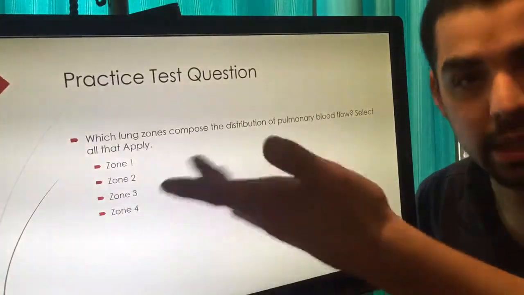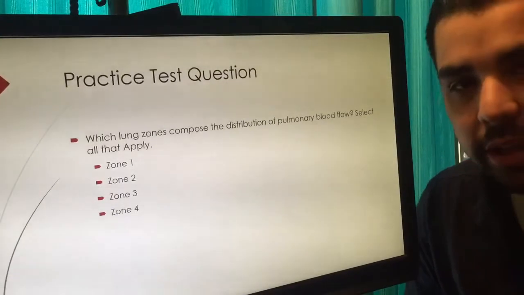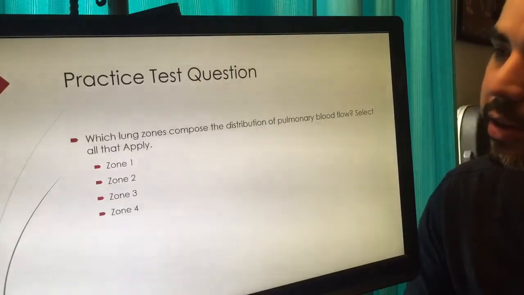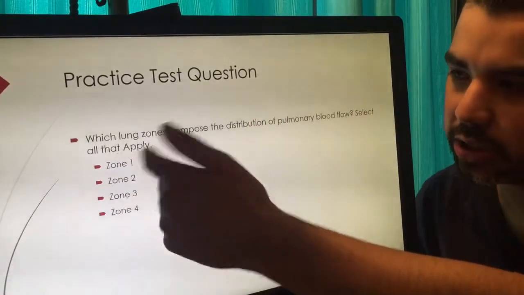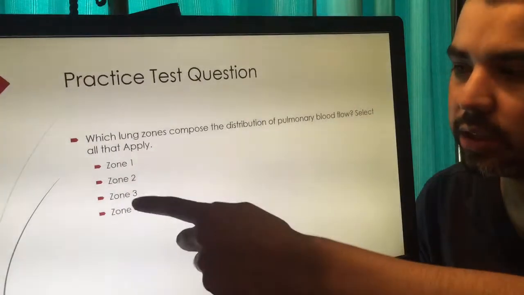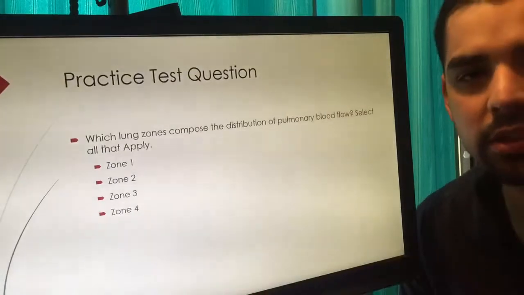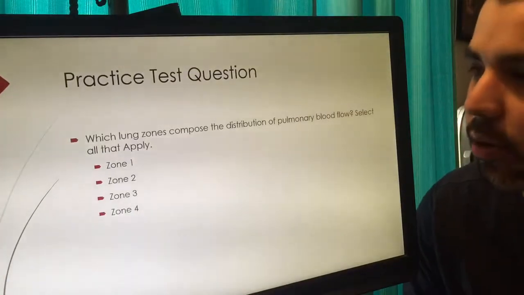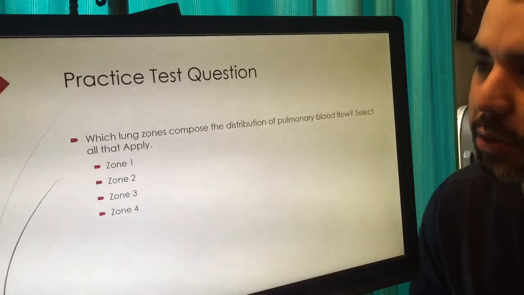Zone 3, yes, because those are the bases of the lung. There's ventilation, but there's a lot more perfusion going on. So you got dead space due to pressure changes, you got normal VQ around here in zone 2, and in zone 3 a lot more perfusion due to gravity. Zone 4, what the heck is zone 4? Zone 4 is just there to throw you off, so there's no zone 4. If there was a zone 4, that would just be weird.